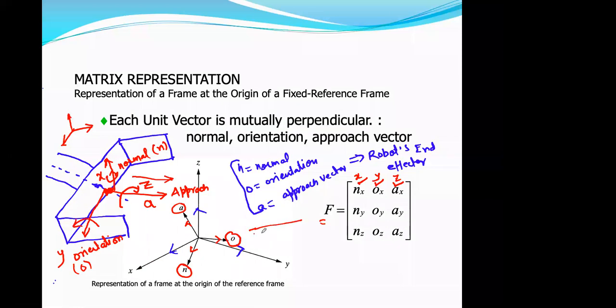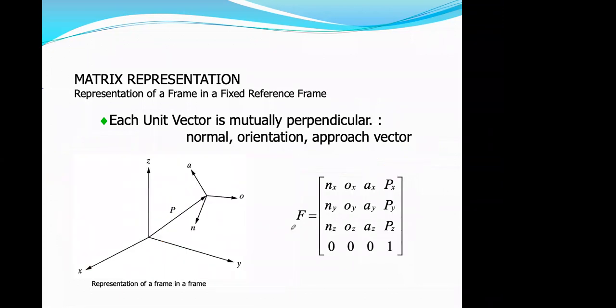I think the idea is quite clear. Now let us have a matrix representation of a frame in the fixed reference frame. When we are given the fixed reference frame, these are the robot end effector frame, as we saw in the previous slide. Each unit vector is mutually perpendicular: normal, orientation, approach. We have seen this; they are mutually perpendicular, at a 90 degree angle to each other.